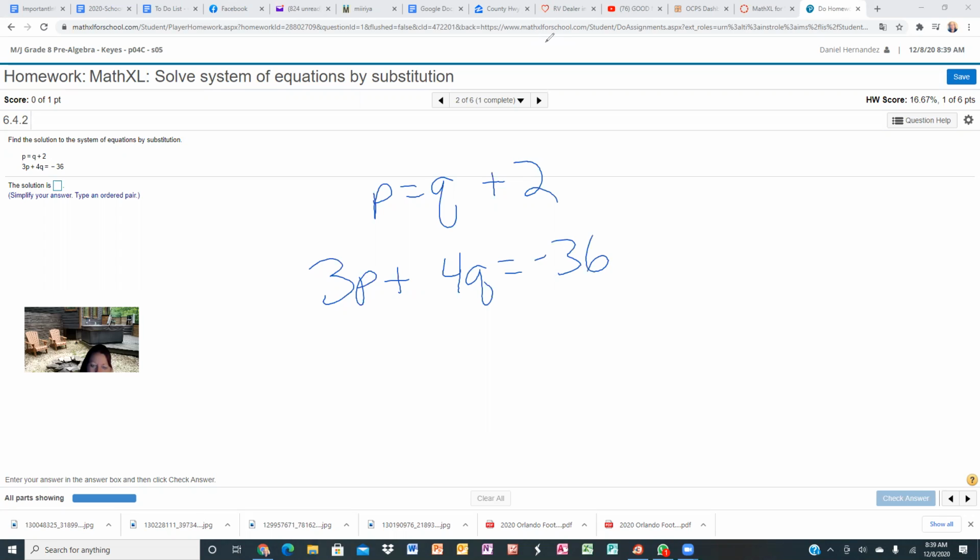All right, so what does P equal? P equals Q plus 2. And then there's a P right here, right? So what can I put in the spot of P?